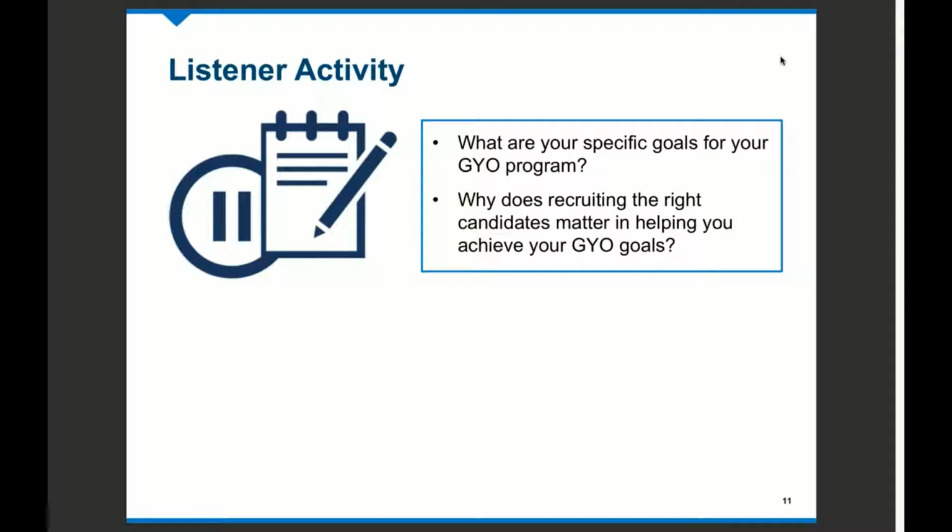Thank you for reflecting on this listener activity. You might have answered something such as, our goal for Grow Your Own is to recruit more diverse teachers to teach in our school district. Or you may have written that you are trying to address multiple special education shortages in your schools. It would be important, therefore, to recruit high-achieving and diverse students to meet these sorts of needs. Keep the answers that you put for this activity in mind as we move through the next sections.